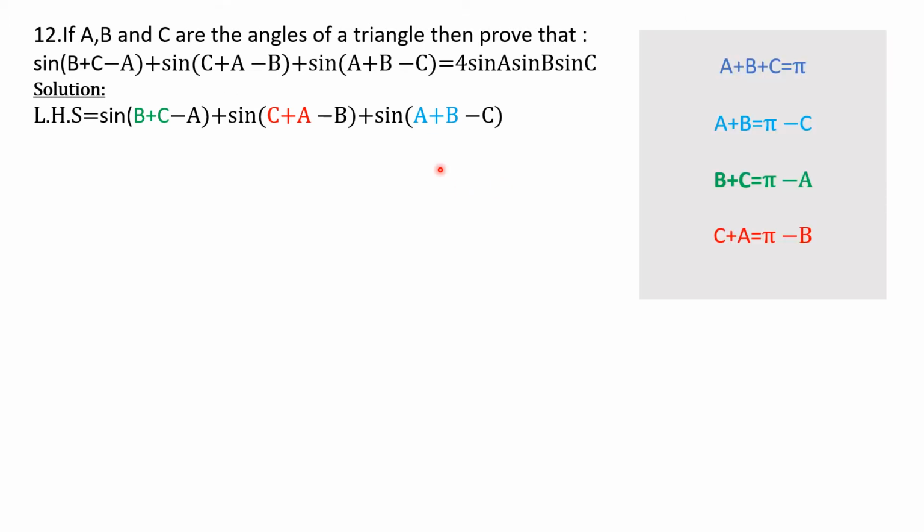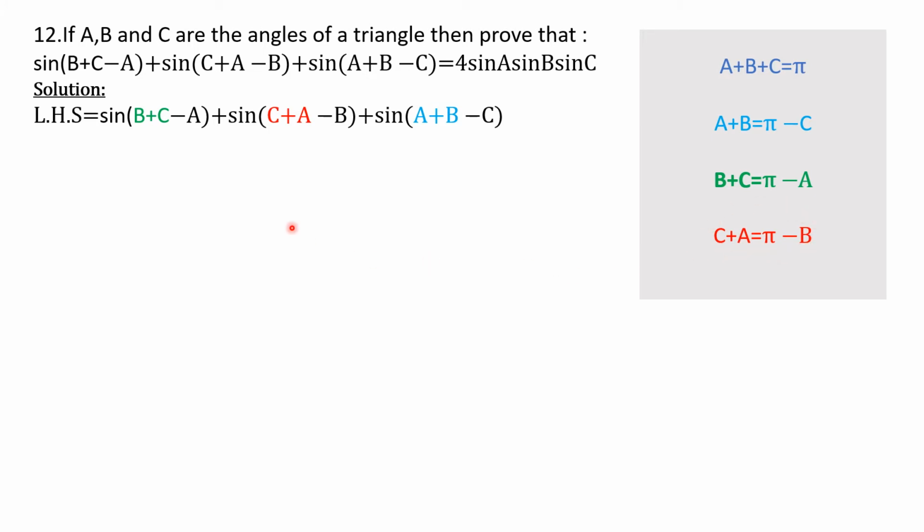Now, by question, A, B and C are the angles of a triangle. It means A plus B plus C is equal to pi. We can simplify to write as A plus B is equal to pi minus C. Similarly, the same statement can be written as B plus C is equal to pi minus A, as well as C plus A is equal to pi minus B.